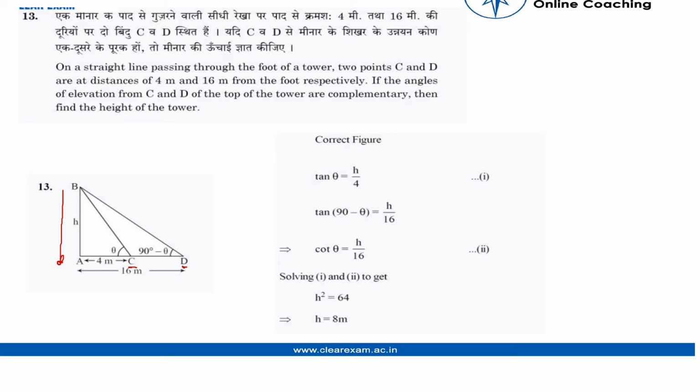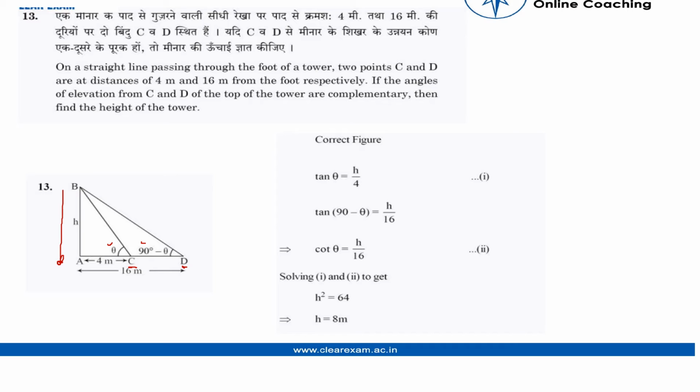If the angles of elevation from C and D of the top of the tower are complementary, then find the height of the tower. So if the angle ACB and ADB are complementary, which means that if one is theta, the other can be taken as 90 minus theta. I hope everyone gets it.